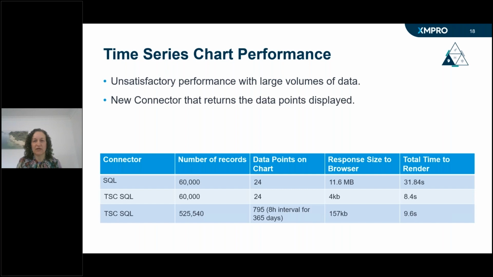We've made changes to the block itself and released a specialized TSC connector that only returns the data points displayed on that chart. The block sends the requested parameters to the connector, which retrieves the data from the data source, crunches the numbers, and sends back only the data actually displayed. For example, rather than sending 60,000 records for 180 buckets, we're only returning 180 records. This results in a fast and scalable user experience.